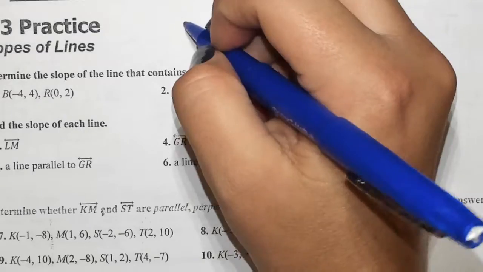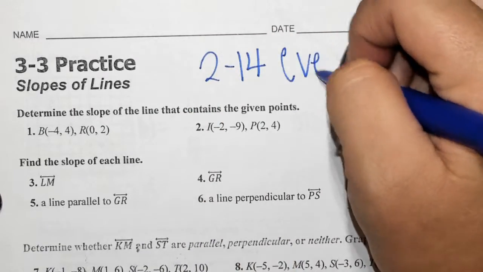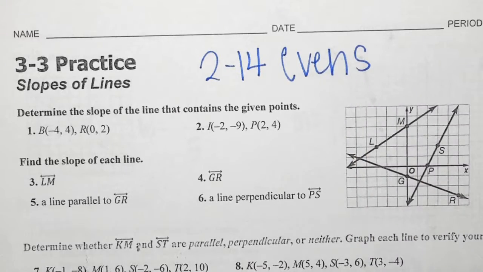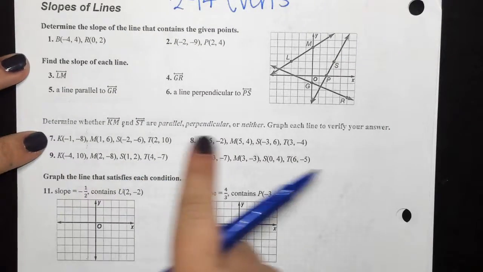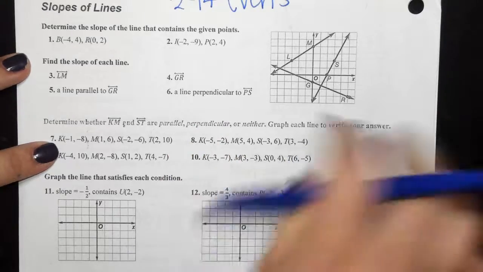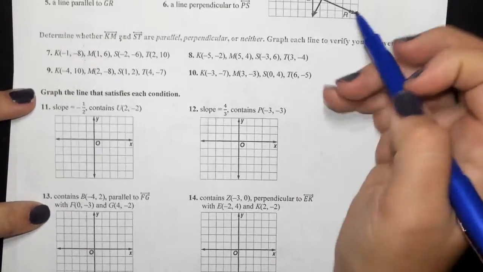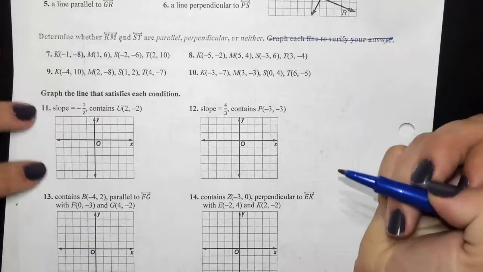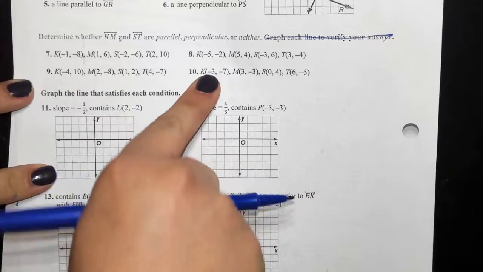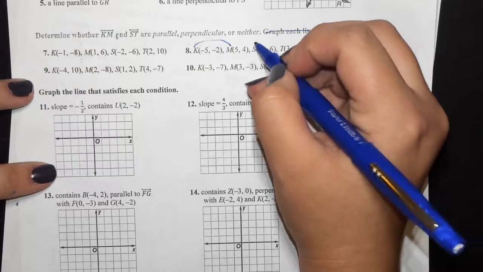So if you flip to the back, you need to do 2, 3, 14 evens only. Now, right here on 8 and 10, it says to graph each line to verify your answer. You don't have to graph on 8 and 10, but you do have to graph 12 and 14. Okay? So you can cross out where it says graph. You don't have to graph. Just tell me if these are parallel, perpendicular, or neither. Remember yesterday how we found the slope of these two and the slope of these two?